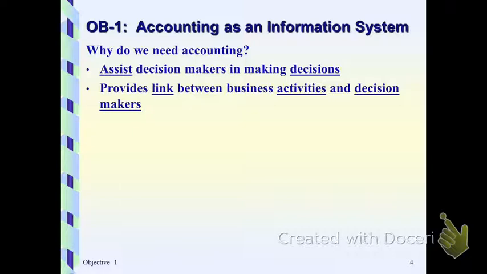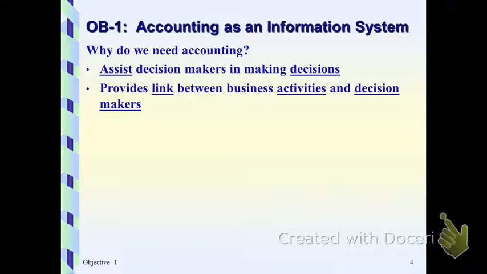Accounting is needed to assist decision makers in making decisions. It provides a link between business activities and decision makers. Accountants focus on the ultimate needs of business decision makers that use the accounting information to help them make their decisions. These decision makers are either inside the company or outside the business.